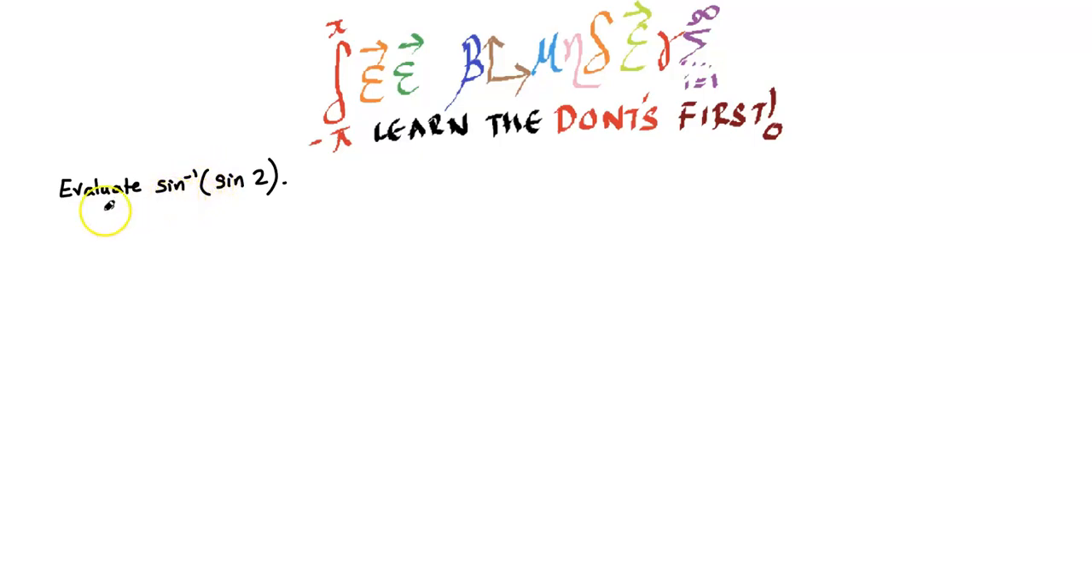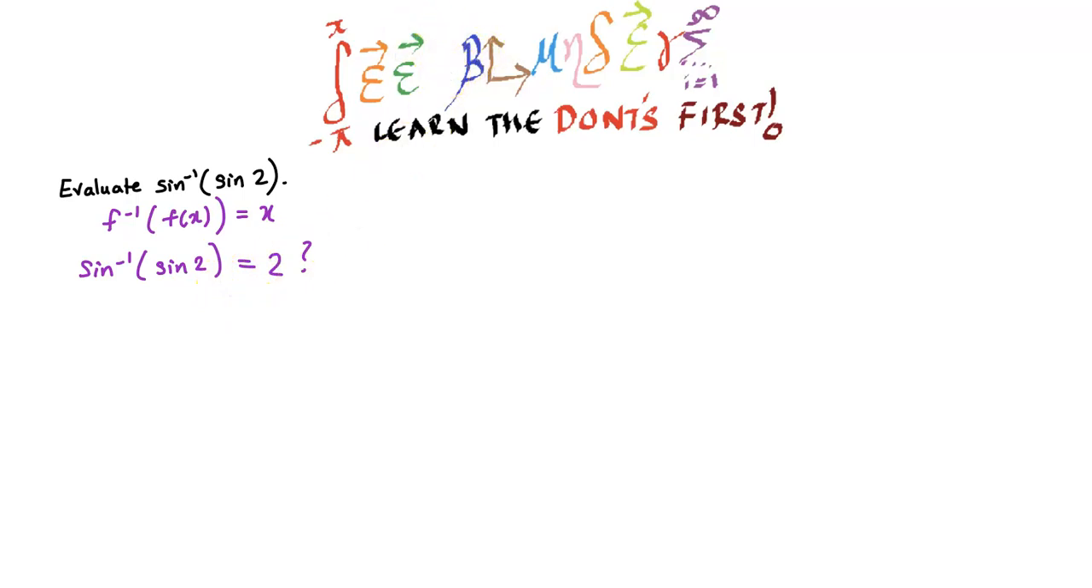Today let's continue our series on trigonometric equations and evaluate sine inverse of sine 2. So in general, we know that f inverse of f of x must equal x, just by definition of the inverse, right? So sine inverse of sine 2 is 2. That does seem a little too good to be true. So I encourage you to pause the video here and think about whether this is true.